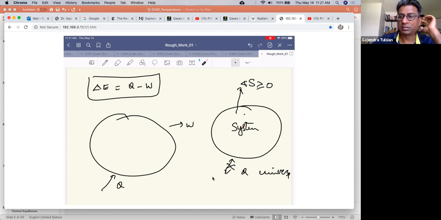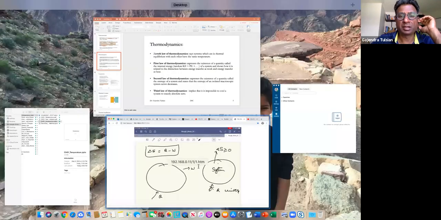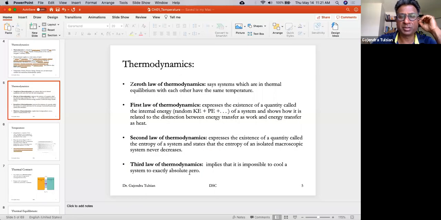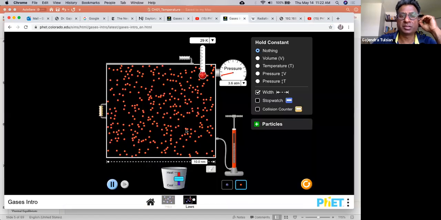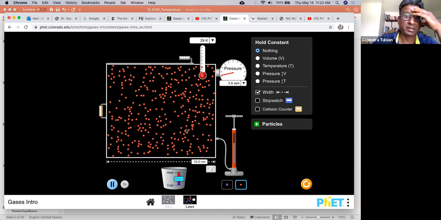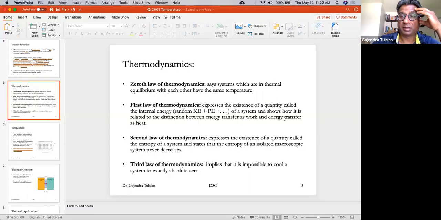So that's the second law of thermodynamics, and the third law of thermodynamics says that it's impossible to cool a system to exactly absolute 0. So you couldn't cool any system to absolute 0. That's the third law of thermodynamics.